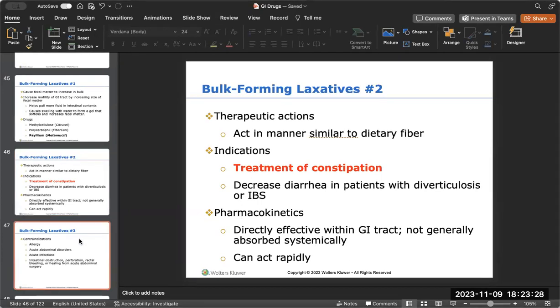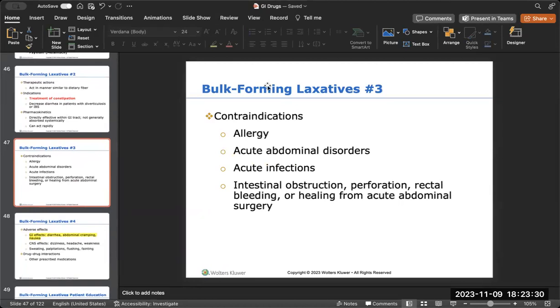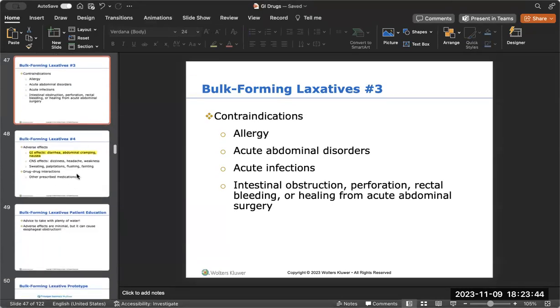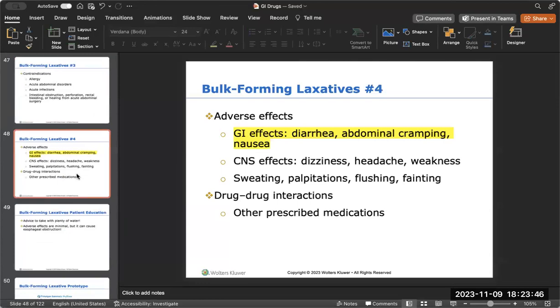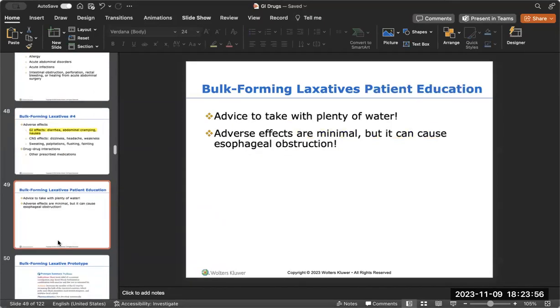They act pretty quickly. Contraindications: anything that has to do with intestinal obstruction, intestinal problems, abdominal disorders. With all of these laxatives and antidiarrheals, if they have an abdominal disorder, we're not giving them, okay? That's just a rule of thumb. Adverse effects, once again, GI problems, CNS problems. Everything with these GI drugs seems to repeat in terms of adverse effects. There are just slight differences between certain classes.